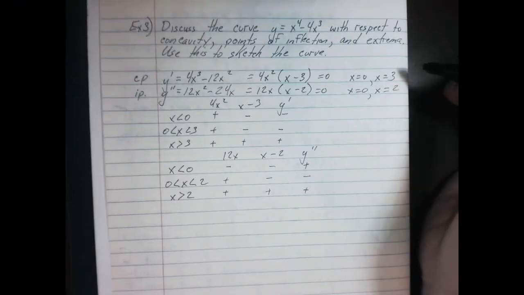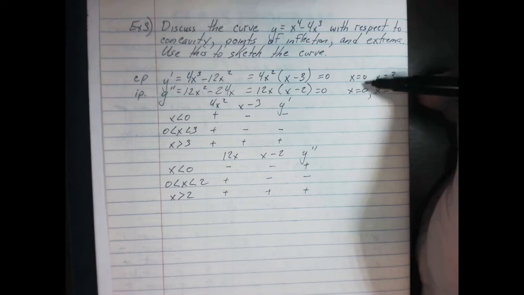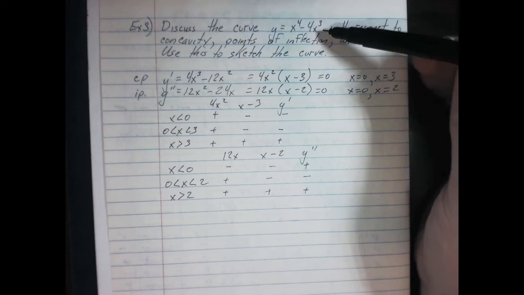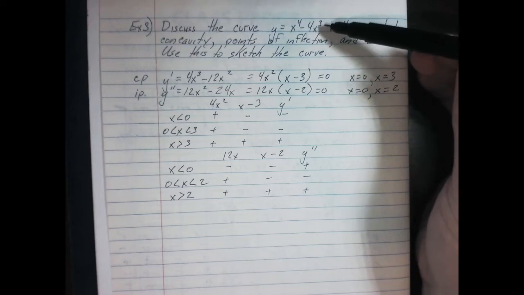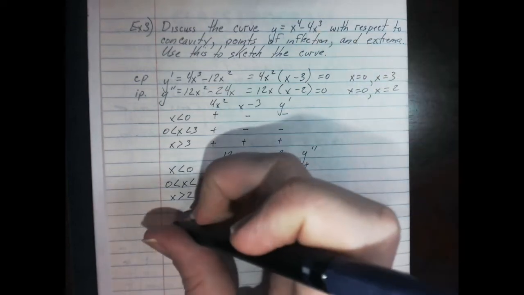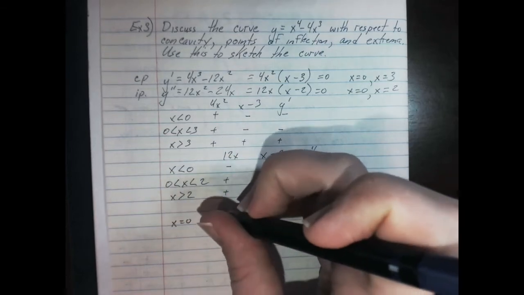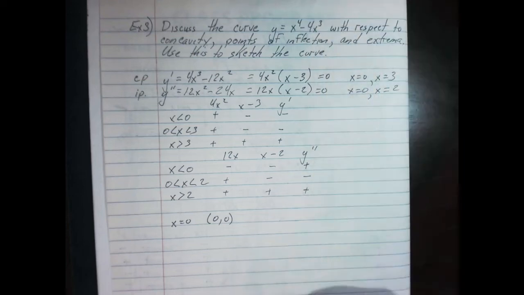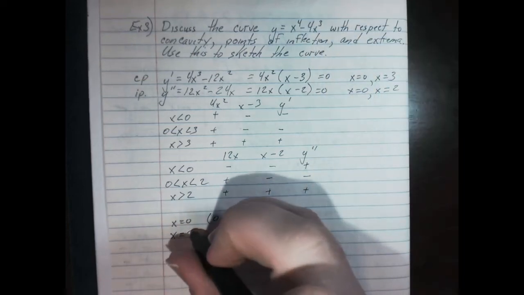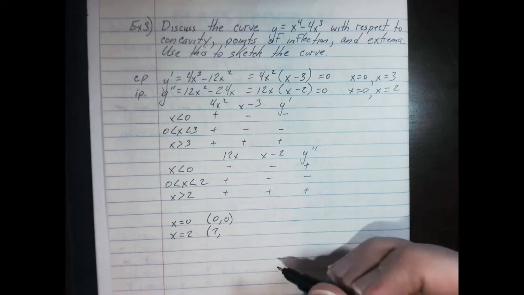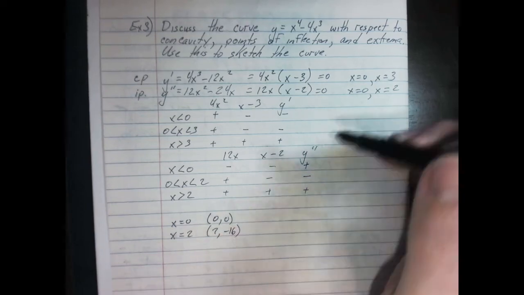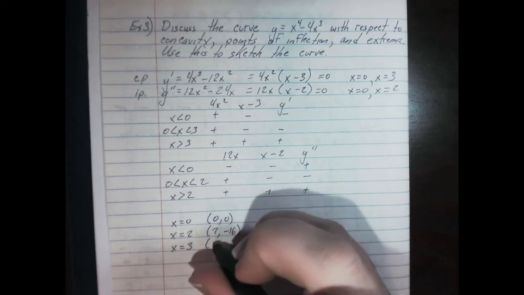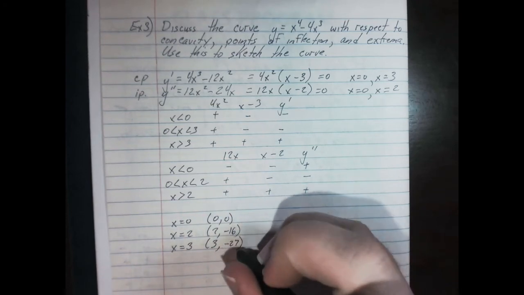So I know that I need to figure out some points. I have x equals 0, I have x equals 2, I have x equals 3. To figure out my points, I'm just going to plug into here, and I'm going to get all my important information. Well, if x is equal to 0, I get the point 0, 0. If I plug 0 into here, I get 0. If I have x equal to 2, I get the point 2, negative 16. If you don't believe me, plug it in. X equals 3, well I get the point 3, negative 27 again.